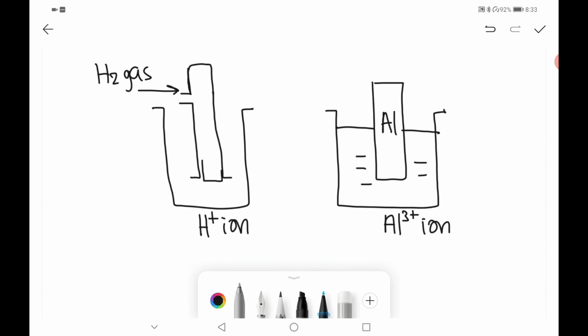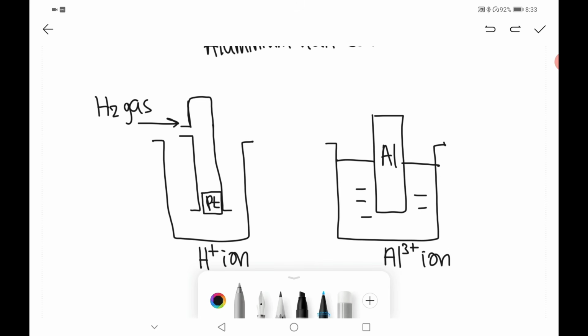So draw a small piece, because platinum is expensive. Use a small piece, that will do. PT, platinum, small piece. So platinum is expensive, you use a small piece. Aluminium is cheap, you can use a big piece. Alright, so then what happened?